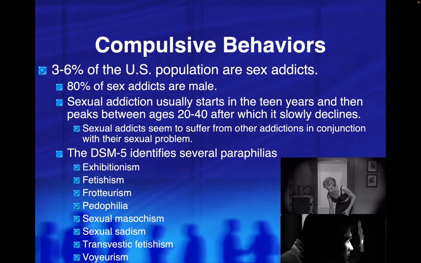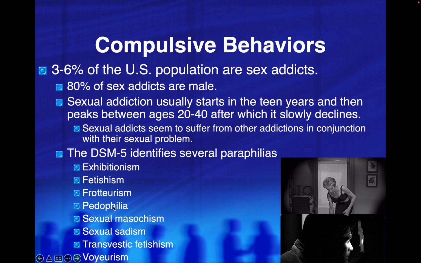The DSM-5 identifies several paraphilias: exhibitionism, fetishism, voyeurism, pedophilia, sexual masochism, sexual sadism, and transvestic fetishism. Exhibitionism is where you get sexual gratification from displaying your nudity to some other individual. Usually you're seeking shock from that individual. Fetishes, there's lots of different types of fetishes. Fetishes for shoes, fetishes for rubber, fetishes for leather. Frotteurism is where you get sexual gratification from rubbing up against another individual.